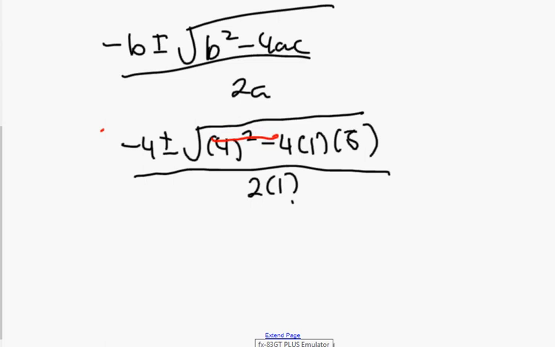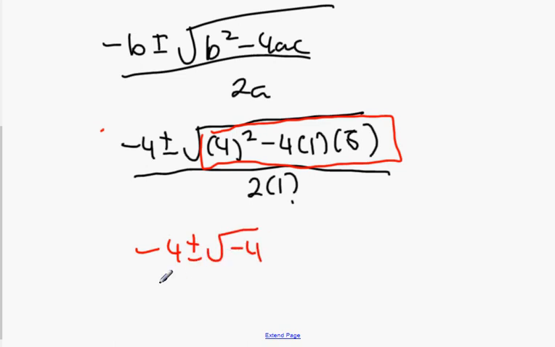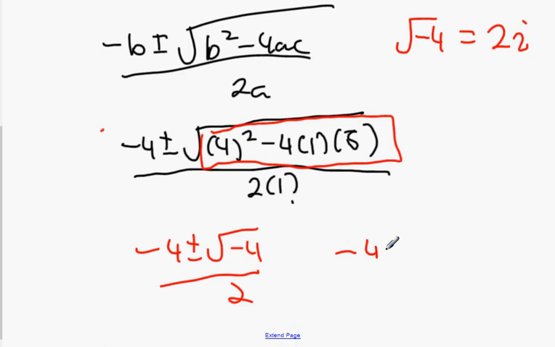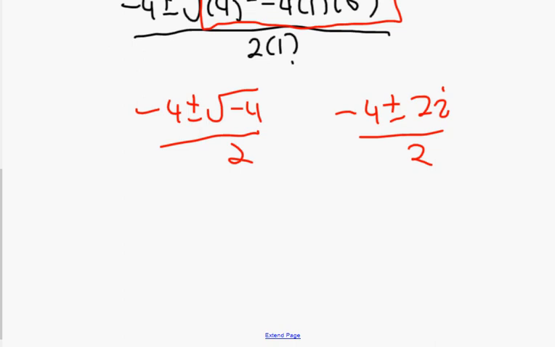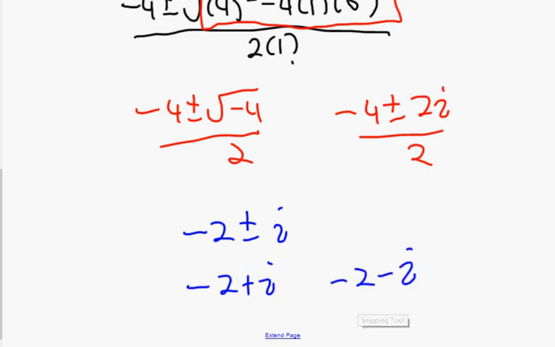In your calculator, you'd put this part in on its own. Kane, what's 4 squared? And what's 16 minus 20? Minus 4, okay. Square root of minus 4, all over 2. Now what's the square root of minus 4? 2i. So we're going to have minus 4 plus or minus 2i all over 2. Now how do we finish this off? Minus 2 plus or minus i, or minus 2 plus i, minus 2 minus i. You can do, yeah.